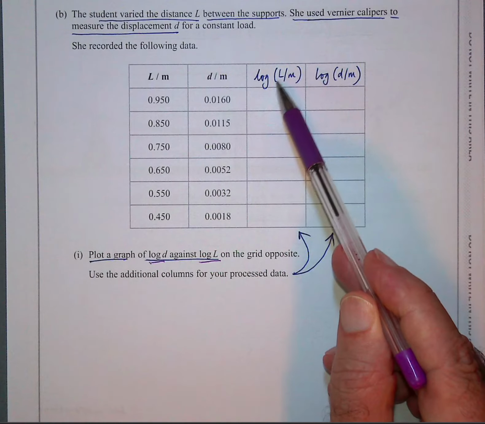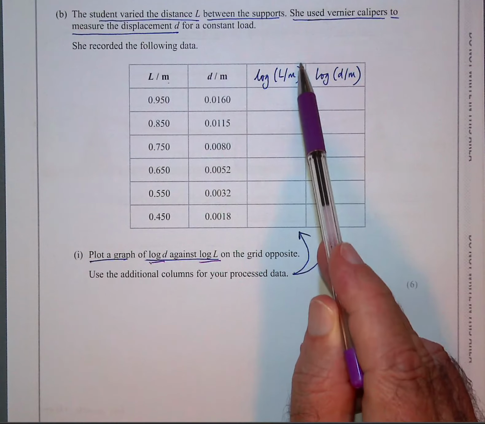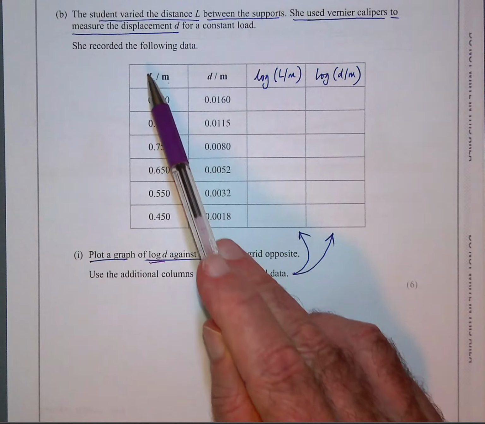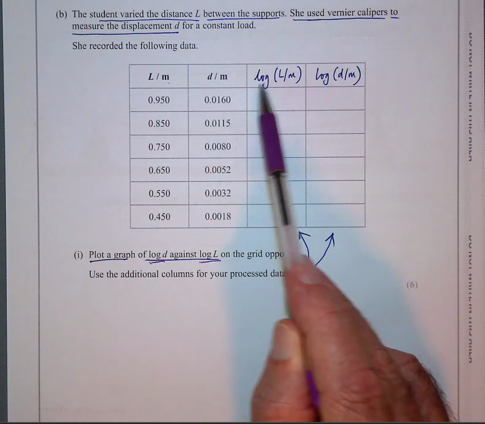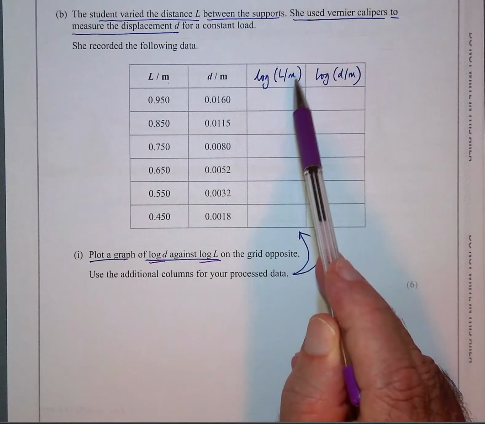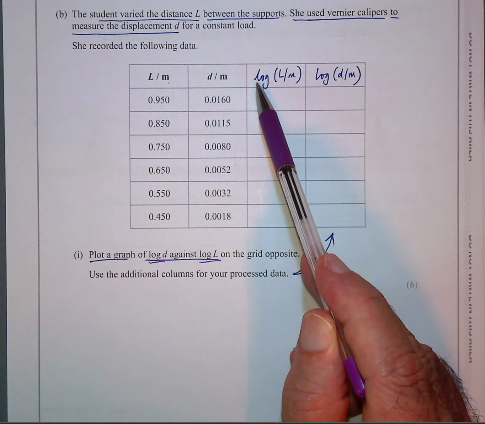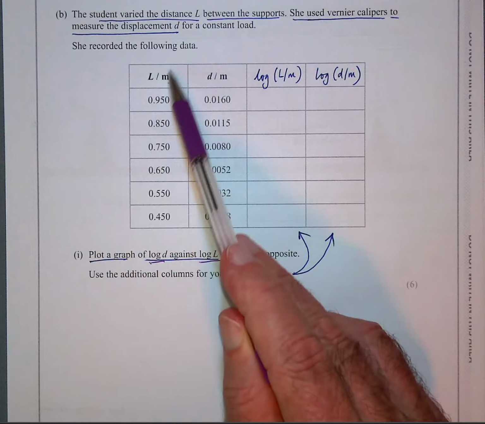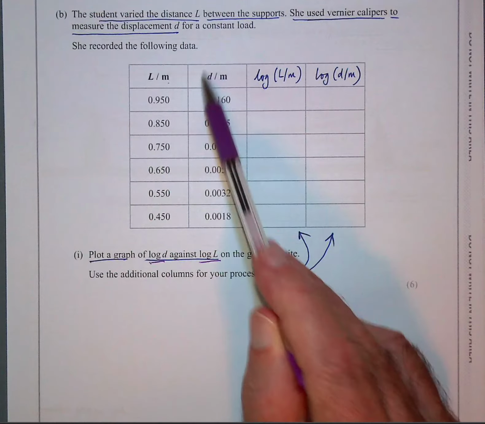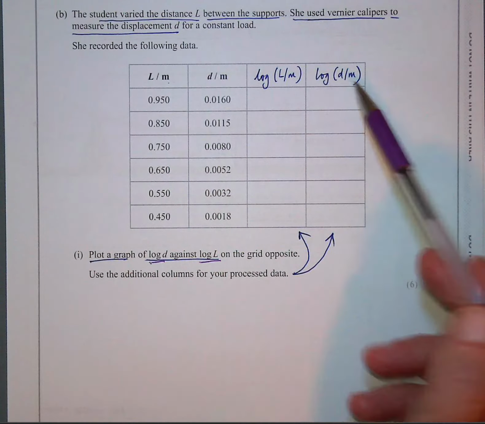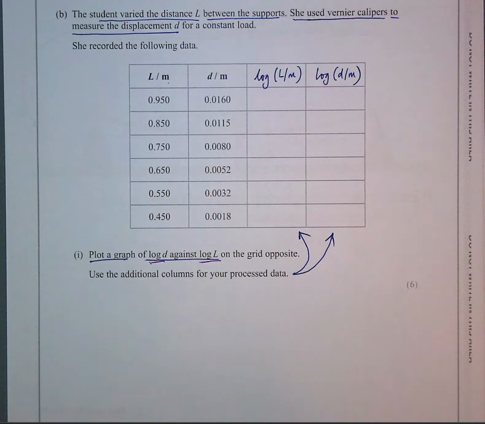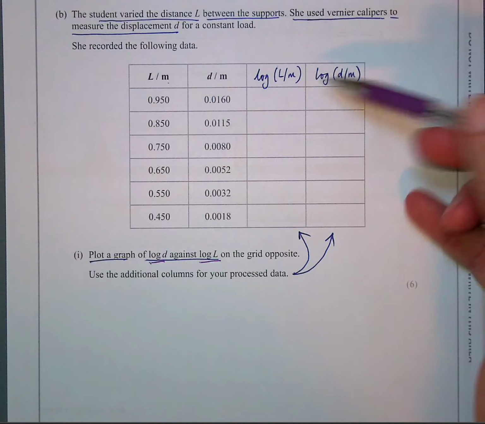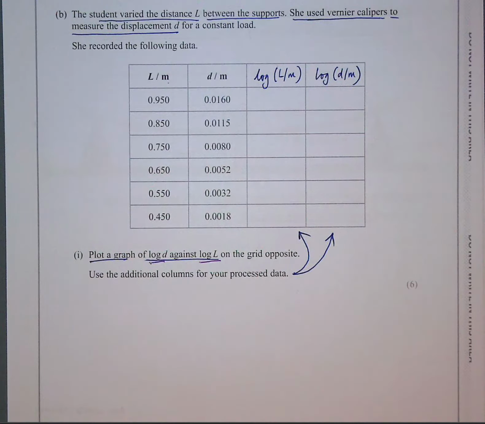work out the log of L in meters, which you must always put brackets around in this exam, because you could also take the log of L in centimeters, but you've got to make sure you've written that you're taking the log exactly of this in brackets, and the log of D in brackets. If you don't put the brackets on your graph, you'll lose the mark for the labeling. Okay, so you need to put these on the graphs exactly as I've written it in this table.